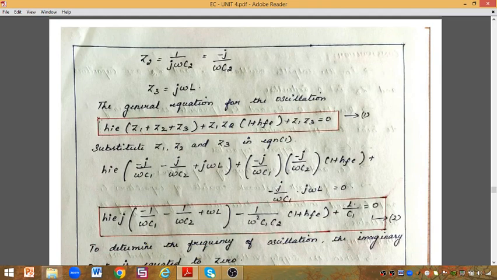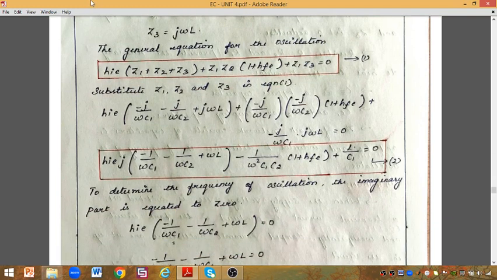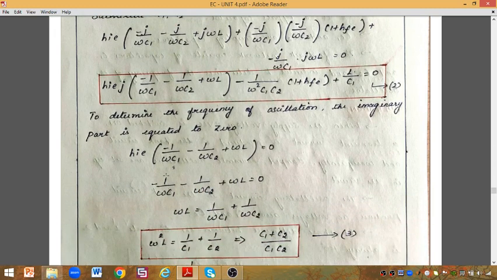The general equation for the oscillation is given by hie into Z1 plus Z2 plus Z3, plus Z1 Z2 into 1 plus hfe, plus Z1 Z3, which is equal to 0. We know Z1, Z2 and Z3, so we substitute them in this general equation, and once you substitute, we get equation 2. In order to find the frequency of oscillation, we have to equate the imaginary part to 0. This is the imaginary part and this is the real part.